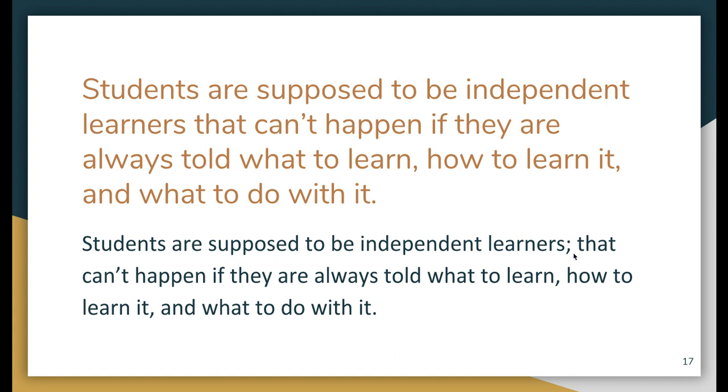You don't necessarily have to show a relationship between the two because you may feel that it's an obvious relationship and you don't need to do that for the reader. Students are supposed to be independent learners. That can't happen if they're always told what to do, how to learn it, and what to do with it.